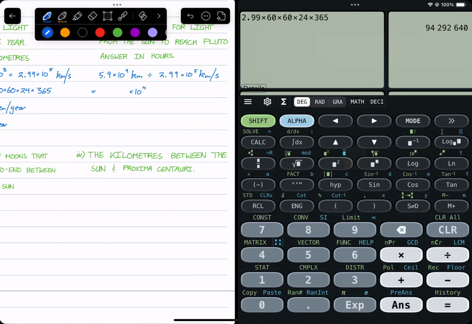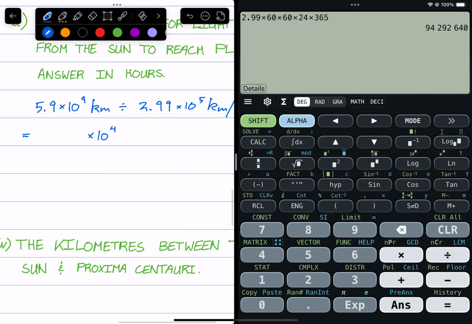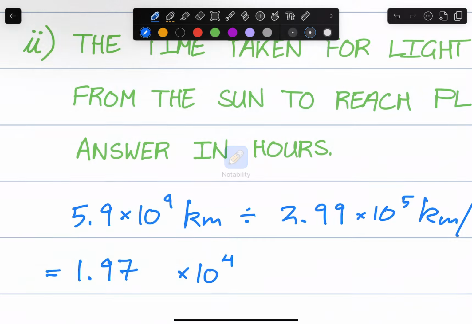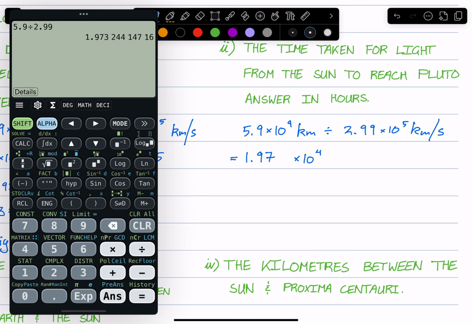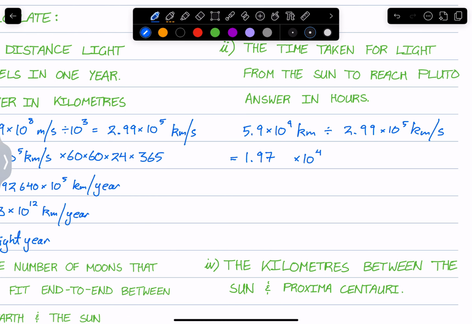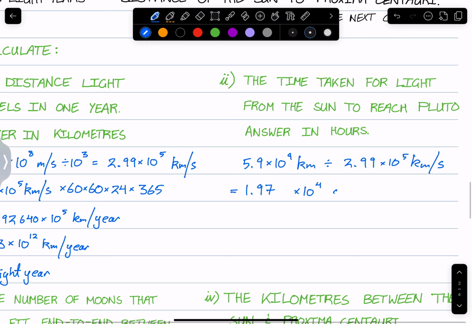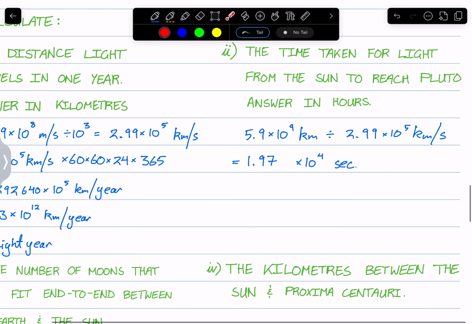We can now simply calculate the two decimals in the front, so 5.9 divide 2.99. That gets us 1.97. Okay, I'm just rounding that off to 3 significant figures. Now this is the number of seconds. So it's 1.97 times 10 to the power of 4 seconds.